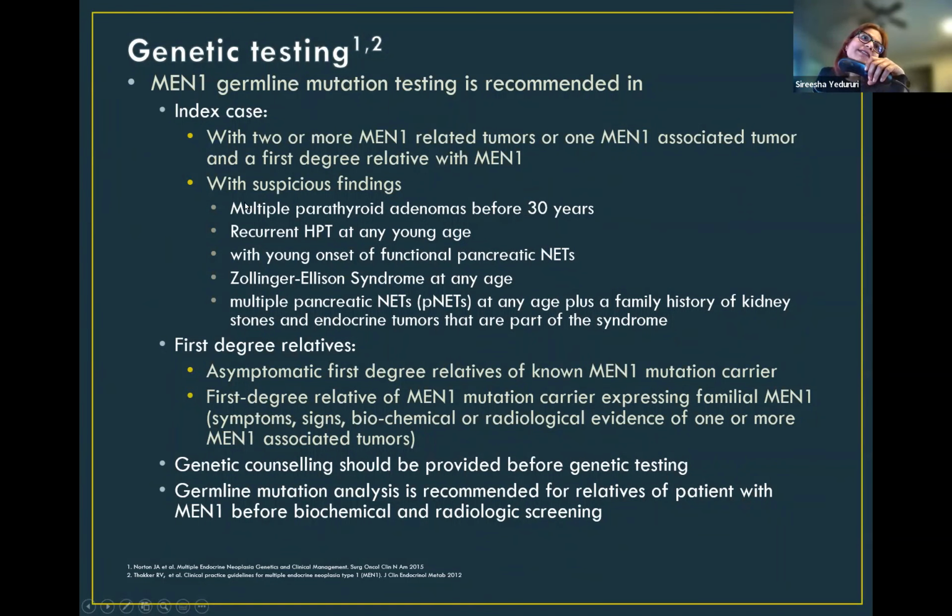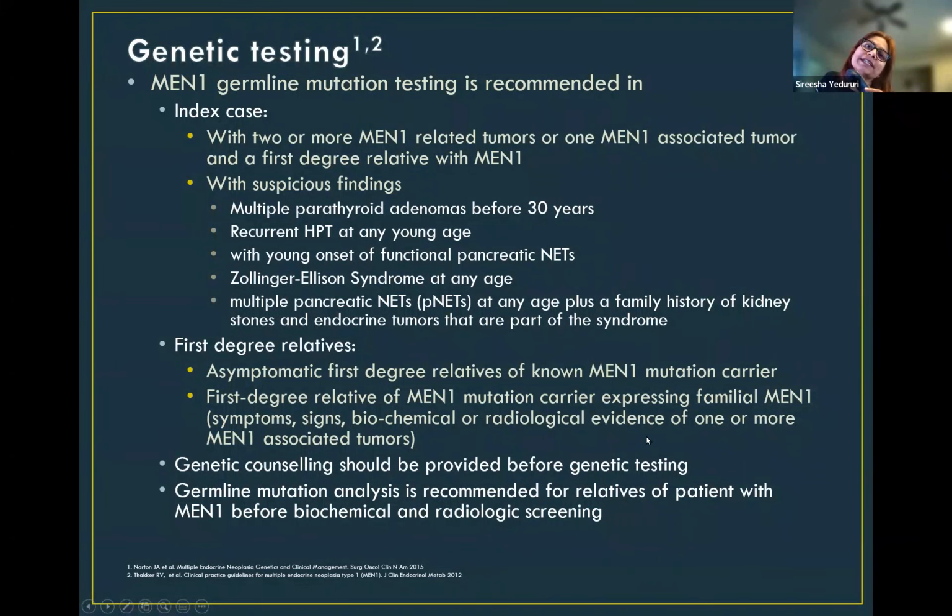With suspicious findings, like in an index patient who has suspicious findings: basically multiple parathyroid adenomas before 30 years of age, recurrent hyperparathyroidism at any age, young-onset functional pancreatic neuroendocrine tumors, Zollinger-Ellison syndrome at any age, you have to do the genetic testing. Multiple pancreatic neuroendocrine tumors at any age, plus a family history of kidney stones or endocrine tumors that are part of the syndrome. And asymptomatic first-degree relatives should also undergo genetic testing. And symptomatic patients also should undergo it, basically every first-degree relative.